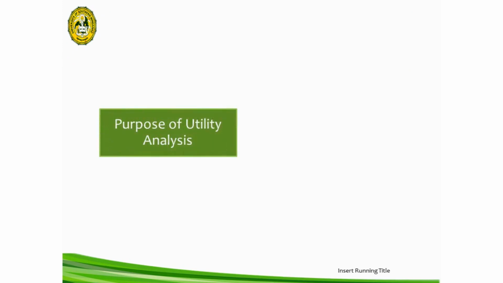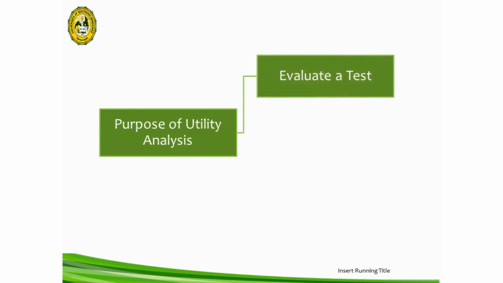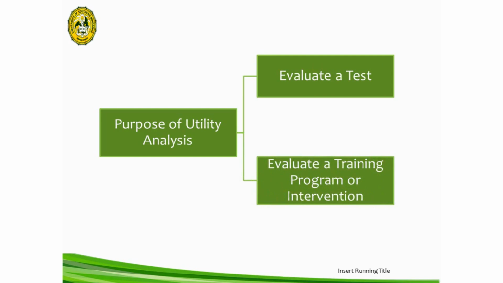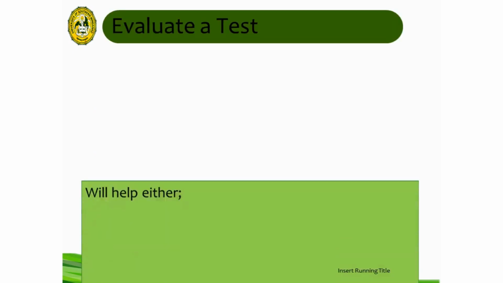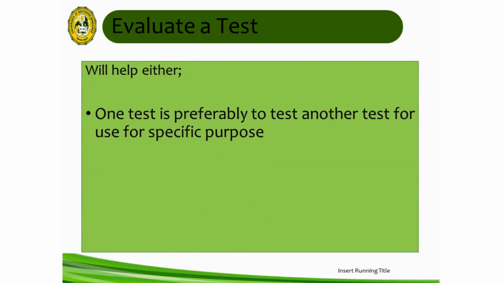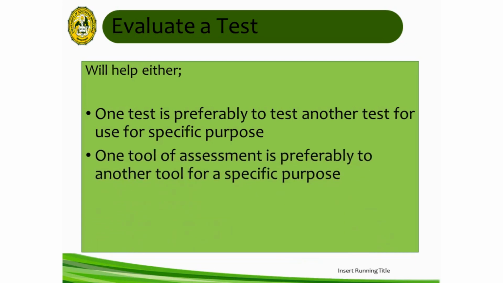So, utility analysis can be undertaken in a general sense. So, what is the purpose of utility analysis? First, it is to evaluate a test, and the second one, to evaluate a training program or intervention. In evaluating a test, it will help us make a decision whether one test is preferable to another test for use for a specific purpose. So, it will help us identify if the test that we are going to conduct is fitted to the purpose of the test we are going to conduct.